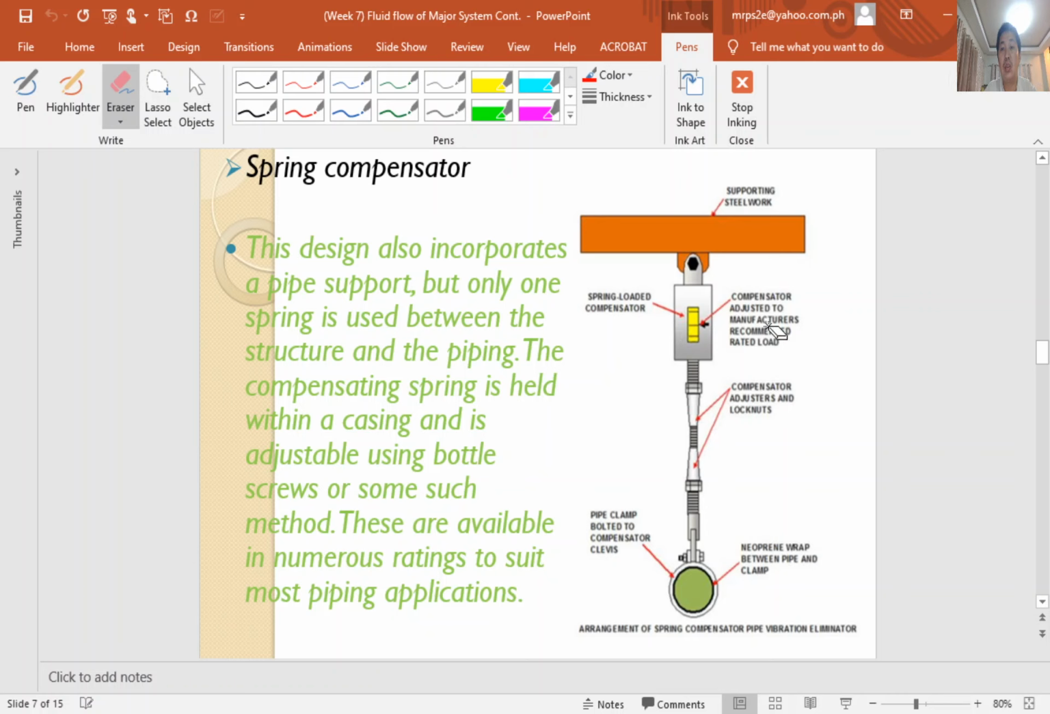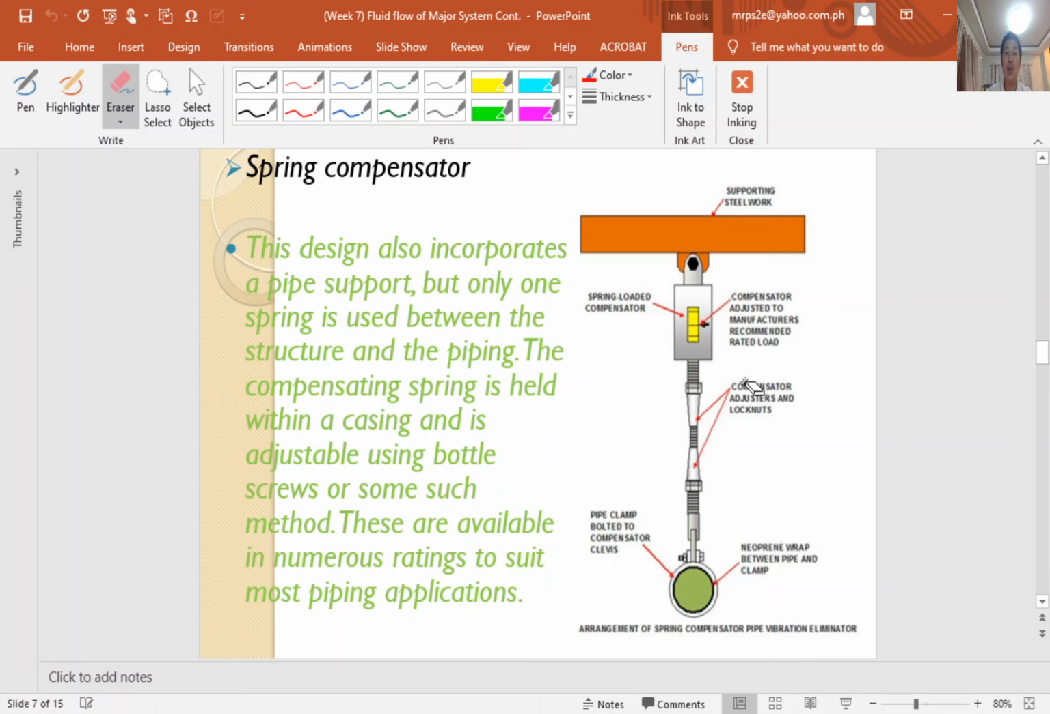Compensators are adjusted to the manufacturer's recommended rated load. And we have here the compensator adjusters and lock nuts. And we have the pipe clamp bolted to the compensator clips. And we have the neoprene wrap between the pipe and clamp, which is inside. So this is an arrangement of a spring compensator pipe vibration eliminator.